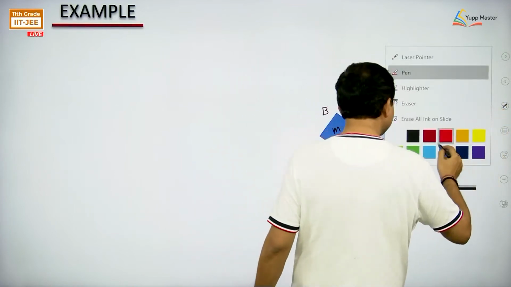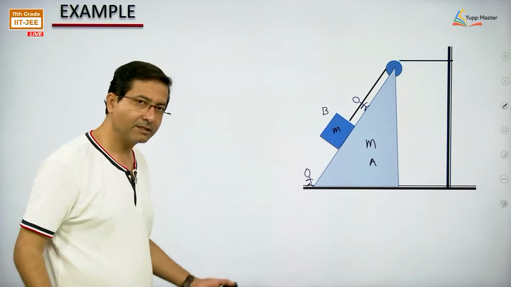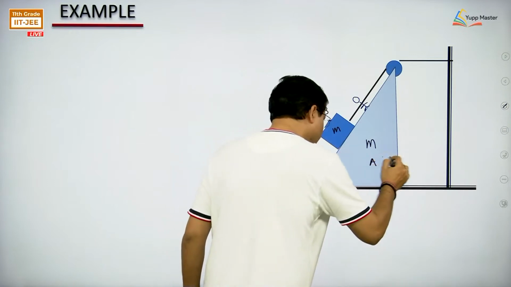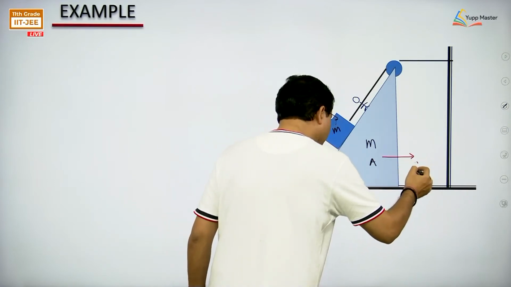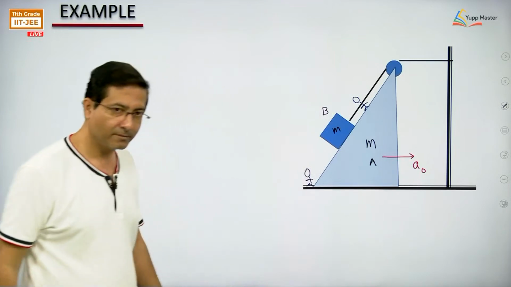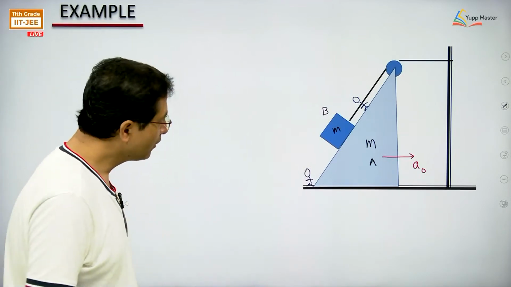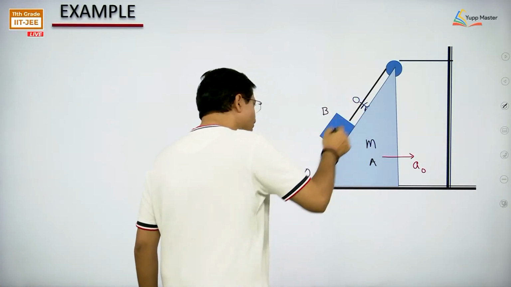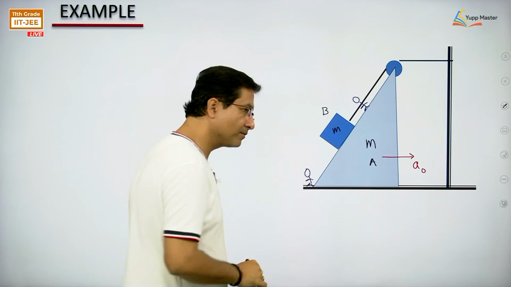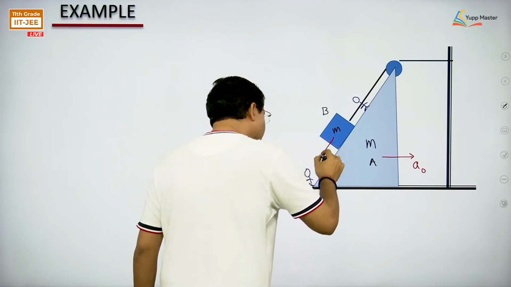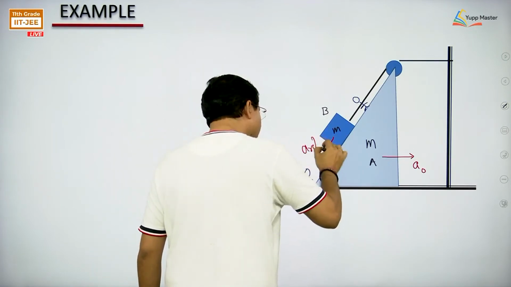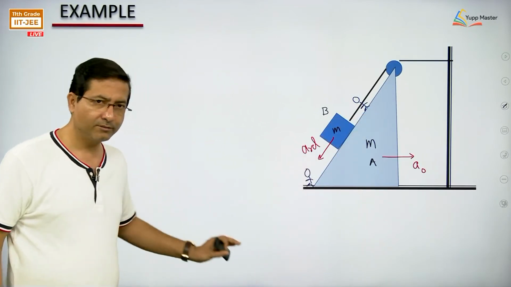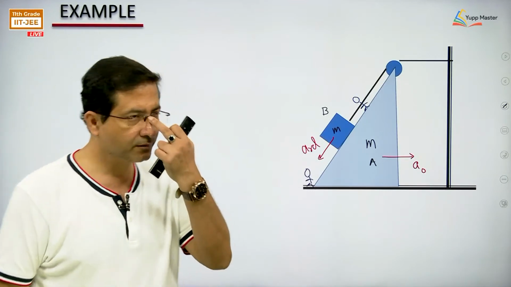So I'll assume the wedge is having some acceleration a naught. From the ground observer, this wedge will definitely go this side. Let that be a naught. With respect to this observer, this block will definitely go along the plane downward. So I'll assume this acceleration to be a relative, because this is relative to this observer. Up to this point, no doubt, very simple situation, right?